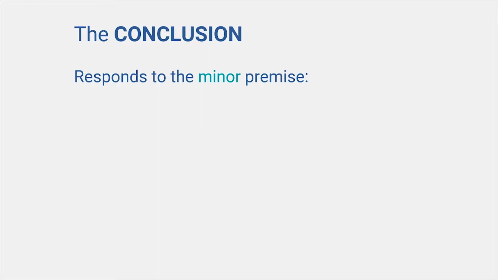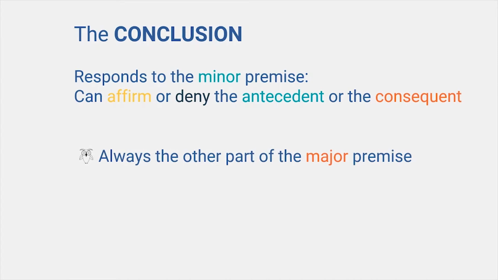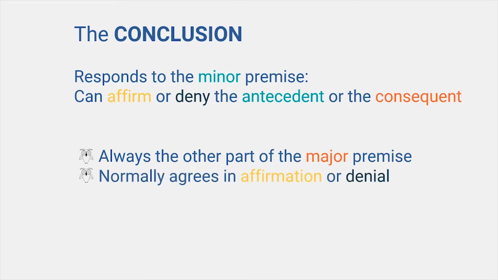And in the most simple syllogisms, they say something about the other parts of the major premise. That is the part the minor premise does not mention. So if the minor premise talks about the antecedent, the conclusion talks about the consequent. If the minor premise talks about the consequent, the conclusion talks about the antecedent. And though you could theoretically construct a syllogism by flipping the affirmation or the denial and vice versa, the most common examples have it such that if the minor premise affirms something, the conclusion affirms something, and if the minor premise denies something, the conclusion denies something. So let's apply this to the examples that we've seen.